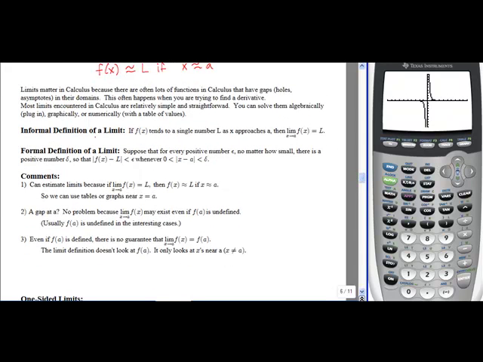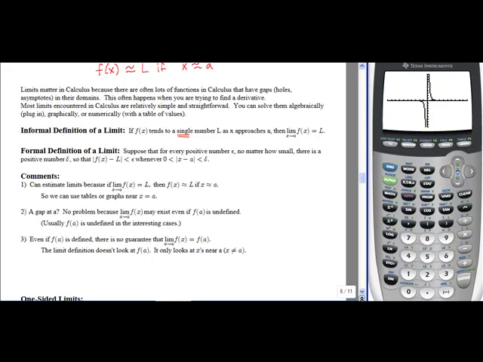Now our informal definition of a limit says that if f of x tends to a single number L, and this needs to be a finite number L, and again notice that word single, it has to approach one single number L as x approaches a, then the limit as x approaches a of f of x is equal to L.